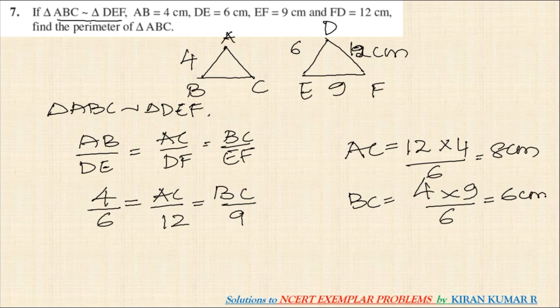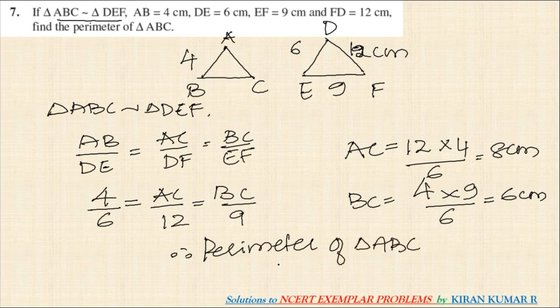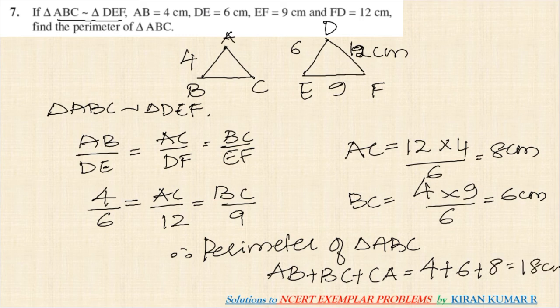6 centimeter. Therefore, the perimeter of triangle ABC will be the sum of AB plus BC plus CA, which is 4 plus 6 plus 8, nothing but 18 centimeter. This will be the perimeter.